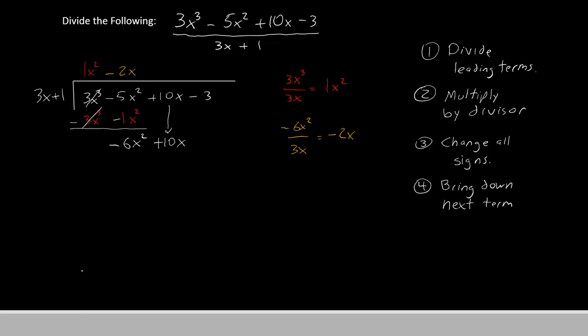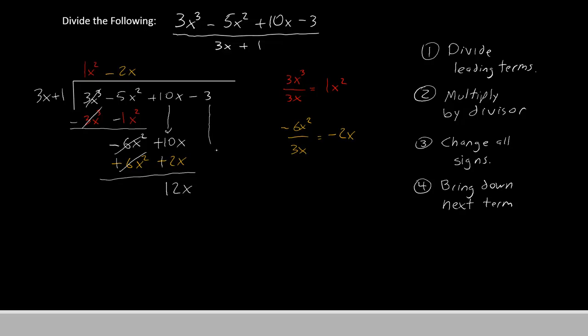Now on to step 2. Multiply the negative 2 times the 3. That will give us negative 6. And then x times x is x squared. Then the next term, negative 2 times 1 is negative 2. And x times no x at all gives us just x again. Move to step 3. Let's change all of our signs here and do the operations. Negative 6x squared plus 6x squared cancels out. 10x plus 2x gives us a total of 12x.